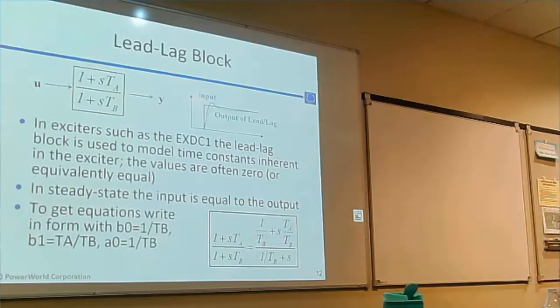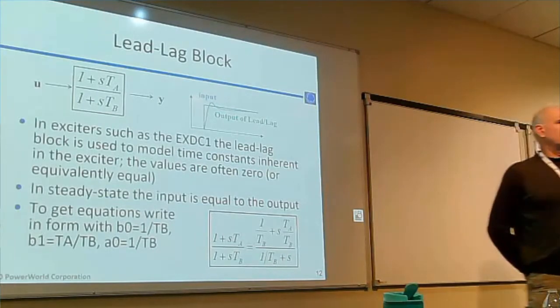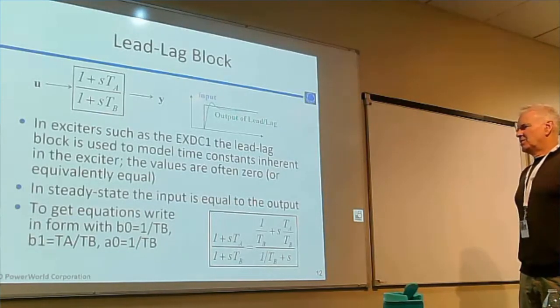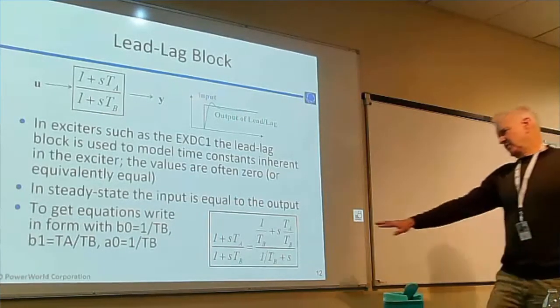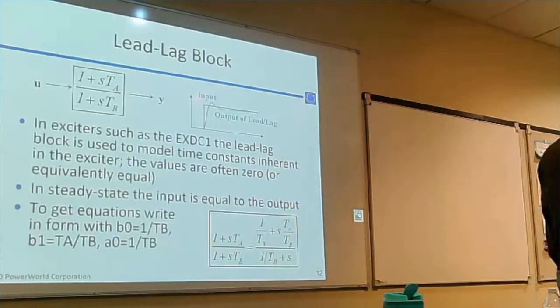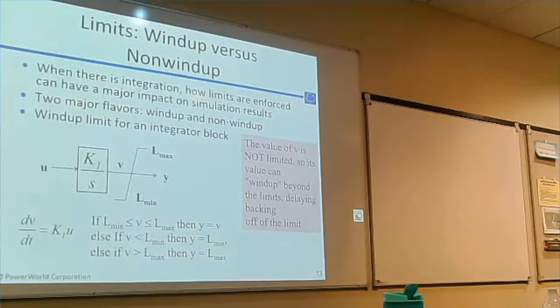This is a lead lag block, which can be used for compensation. You've got a TA value and a TB value. In steady state, the S goes to 0, so the input and the output are going to be equal on a lead lag. This is a little bit trickier to represent in code, but if you're interested, that's how you represent it in the code.